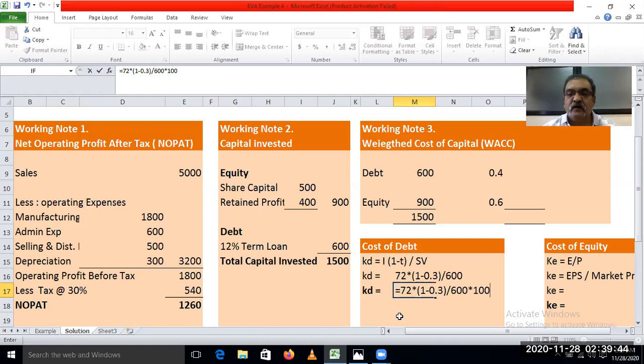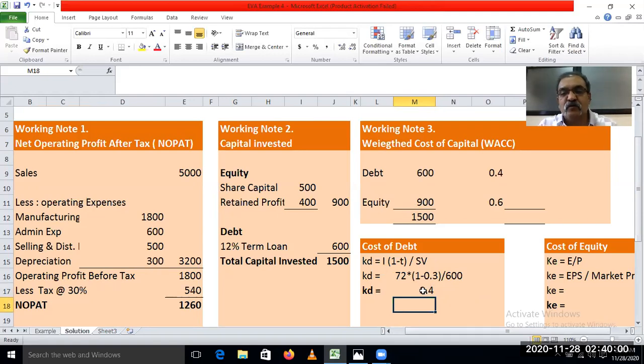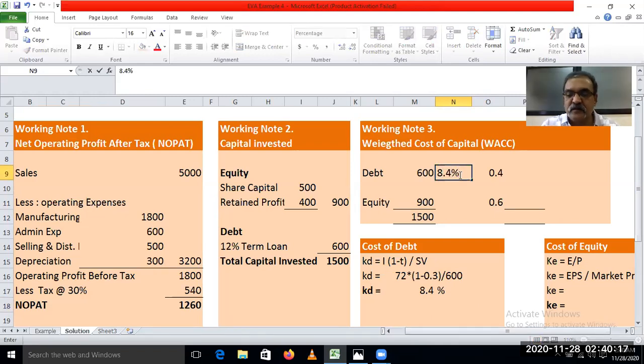Just check out, interest 72 into bracket 1 minus T, that is 1 minus tax rate, 1 minus 0.3, bracket complete, divided by 600 into 100 is equal to 8.4%. So we have got the cost of debt as 8.4%. So 8.4% is the answer. Here we have got the specific cost of debt by 8.4%.